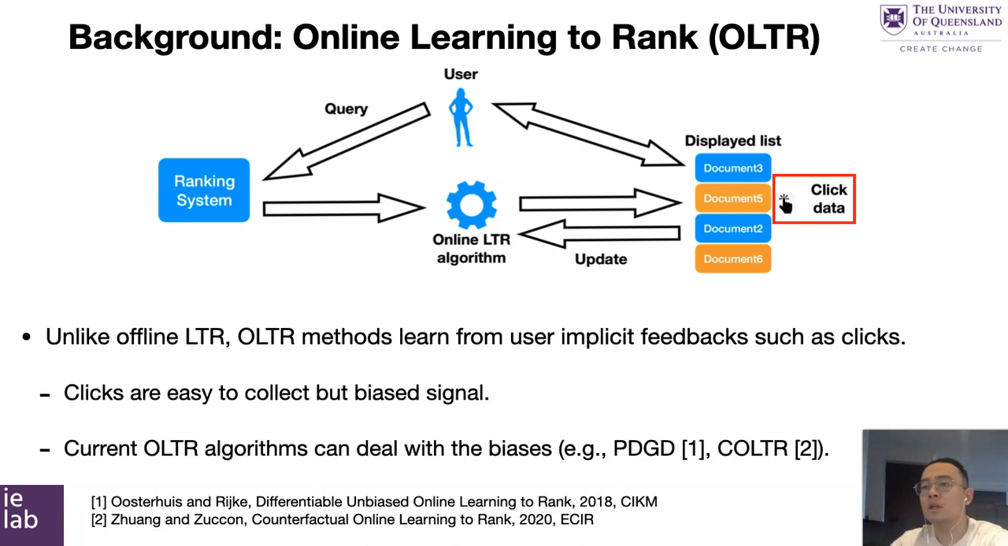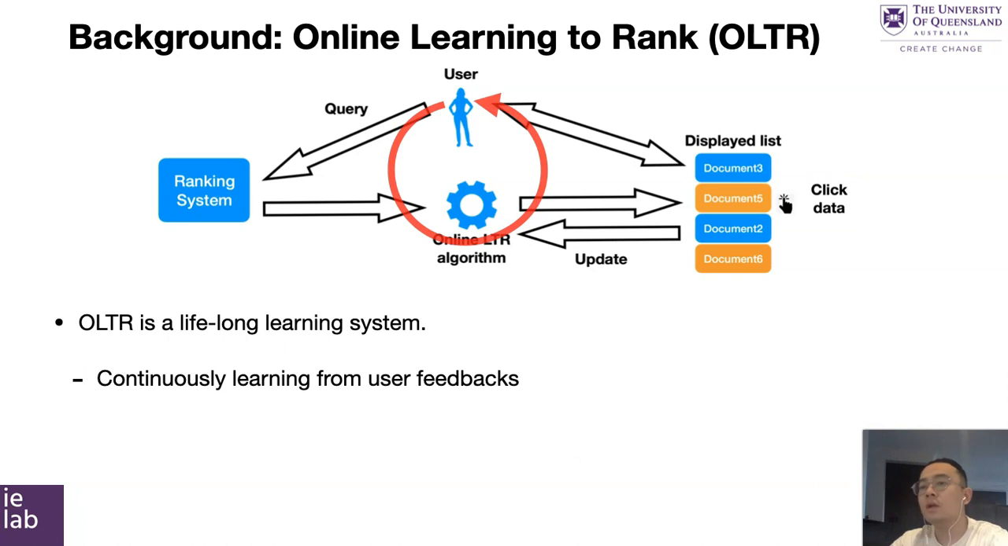So current work in the online learning to rank community is mainly focused on designing algorithms that can deal with this biased click data. Actually, many methods have shown promising results. In fact, the state-of-the-art method PDGD, which I cited here, can reach the same level of performance as the offline learning to rank method. Another interesting property of online learning to rank is that it is a lifelong learning system, meaning that the ranking system will be continuously updated as long as it can receive user interaction data.